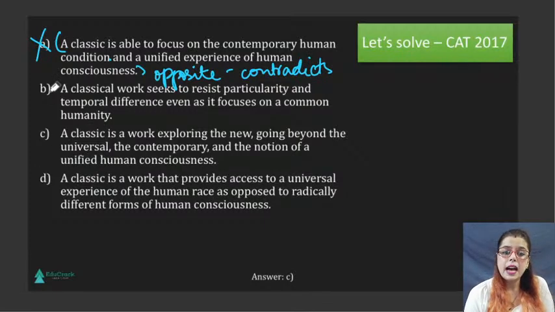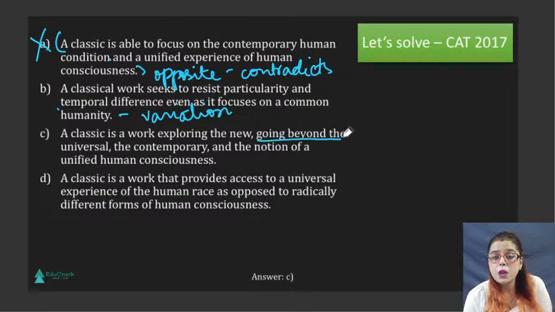Option B says a classical work seeks to resist particularity and temporal difference even as it focuses on common humanity. This here, classical work seeks to resist particularity, is incorrect, right? And temporal difference. So this also has some variation with respect to what is given in the passage. Option C: a classic is a work exploring the new, going beyond the universal, the contemporary, and the notion of unified human consciousness.